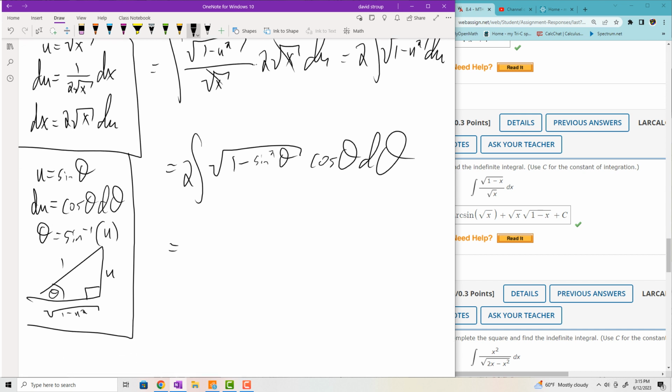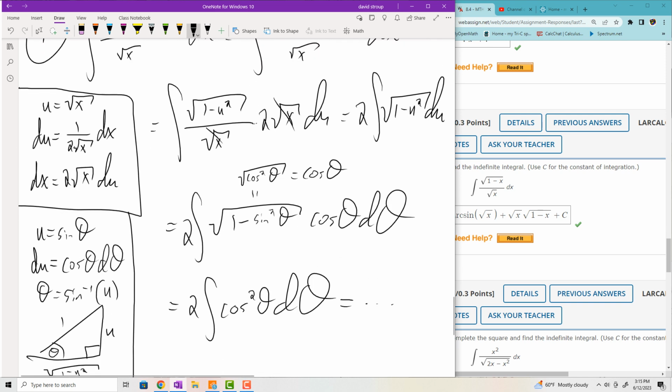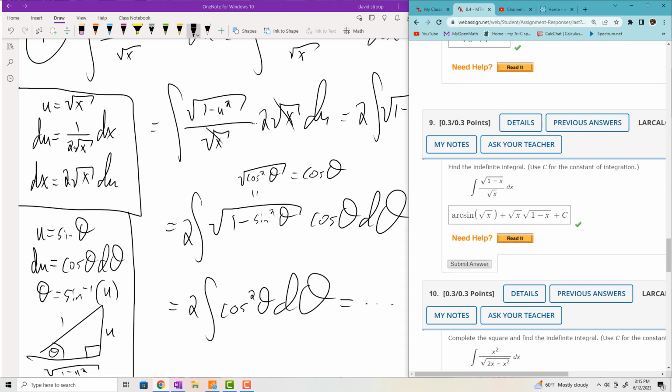All right. So anyways, 2 integral. This will be square root of cosine squared. Yeah, and then we're going to end up with cosine theta times cosine theta, which is cosine squared theta d theta. And I'll leave it to you. I believe you can get the rest. You have to do some back subbing to get the final answer, but you can see what the answer is there.